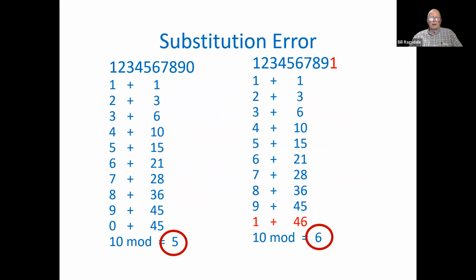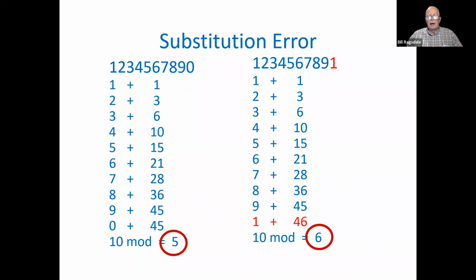This is the mathematics that's going on in this case. On the left, we see our reference number, 0 through 9, 10 digits in all. Then the summation going along where we add the 1, 2, 3, 4, 5, and we get 1, 3, 6, 10, 15, 21, 28, 36, and 45. Extracting modulo 10, we get a check digit of 5.